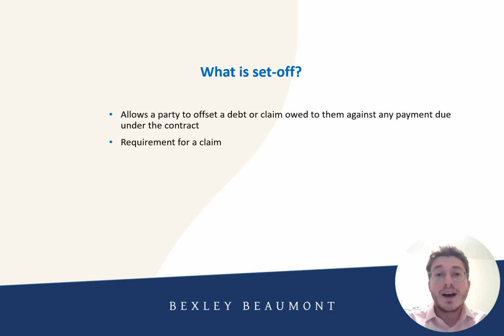So let's now talk about set-off. Set-off is a broader concept in comparison to abatement, and with set-off, it allows a party to offset a debt or claim owed to them against any payment due under the contract. This could include not just defective work, but also claims such as damages for delay or costs incurred due to breach of contract. The claim that you have is used as a contra charge and is used to set off any sums that may be due to them. As I mentioned, unlike with abatement, for set-off it usually requires the client to raise a separate claim.